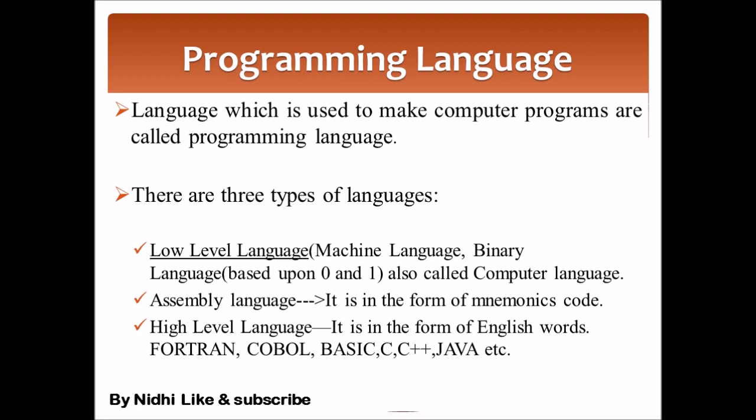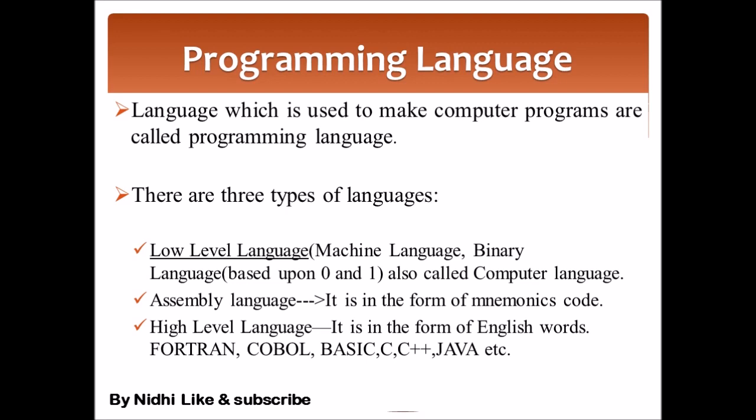Second type of language is assembly language. It is in the form of mnemonic code, because it is difficult to write programs in low level language, so assembly language was discovered. And in assembly language also it was difficult to do the programming, so high level language came into the frame. It is in the form of English words. Examples of high level language are Fortran, COBOL, Basic, C, C++, Java, etc.